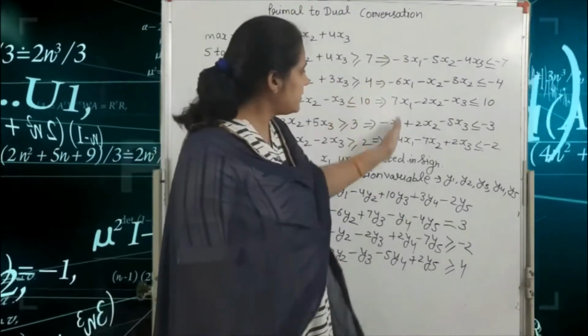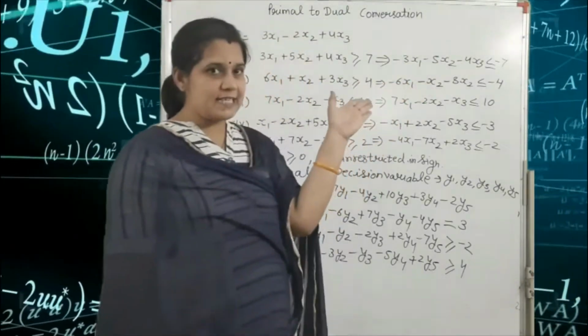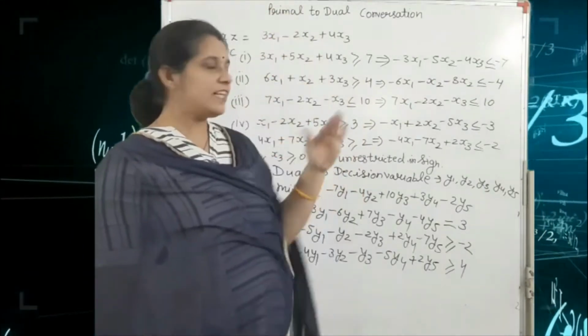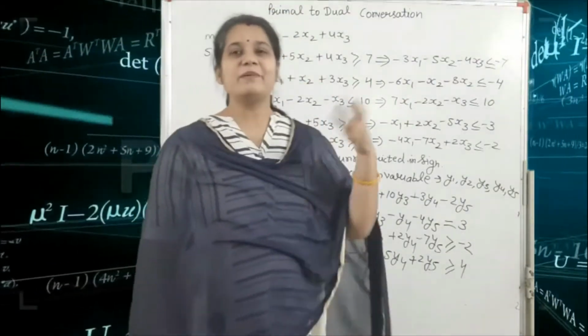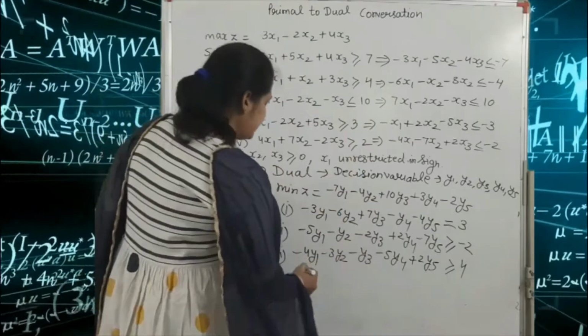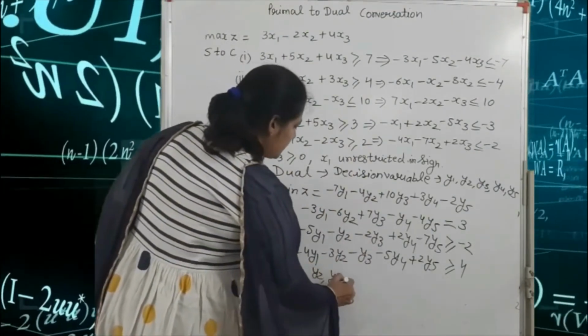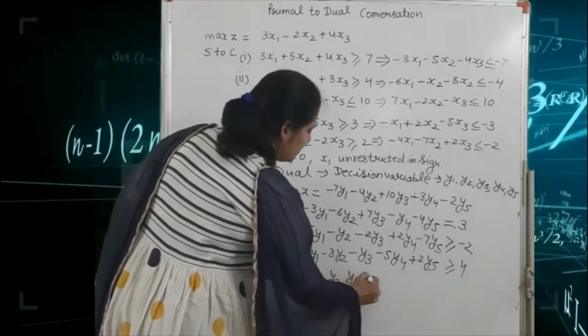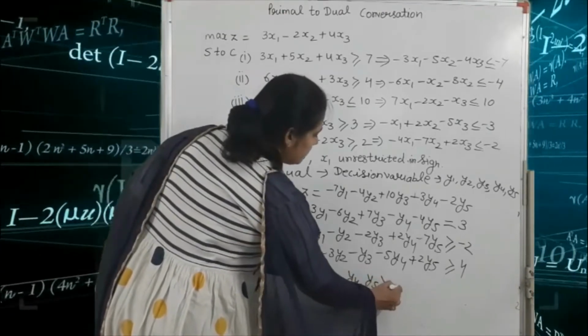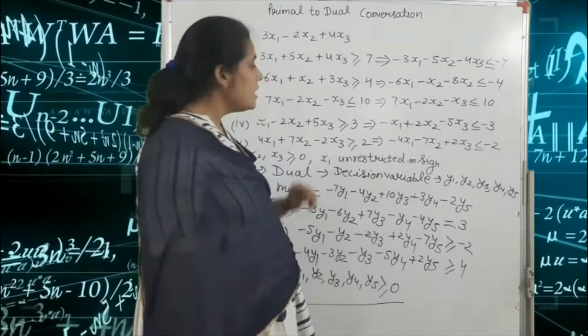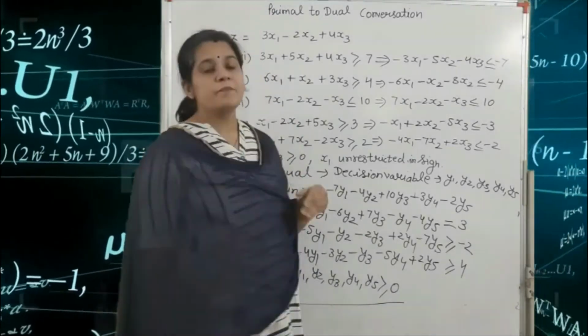So you write in this form. The horizontal you convert into the vertical side. This is a trick for finding the primal to dual problem. Okay, and here we write y1, y2, y3, y4, y5 greater than equal to 0. Okay, so this is the example of the primal to dual.